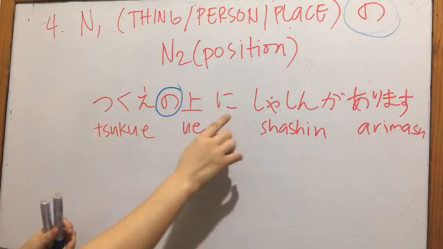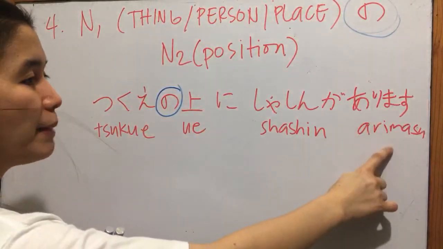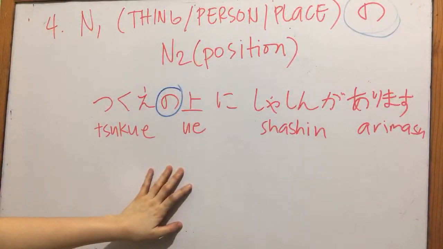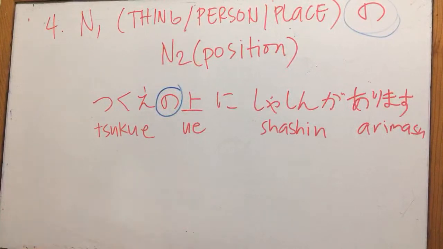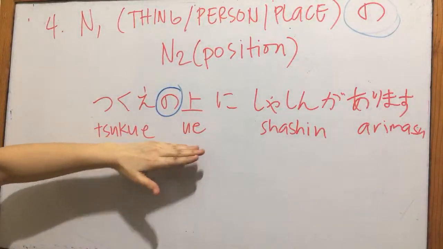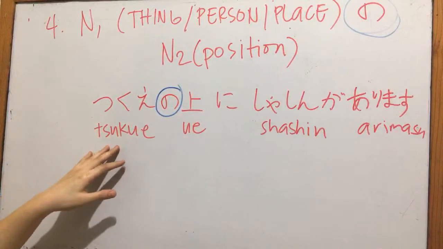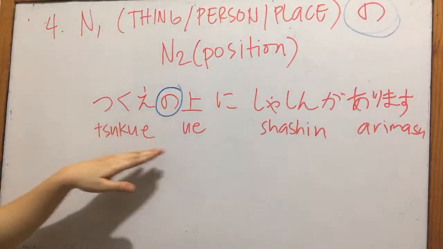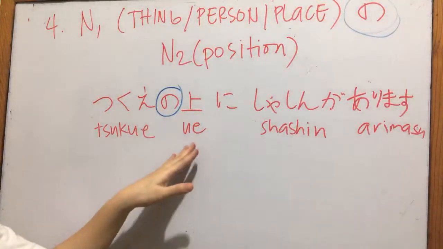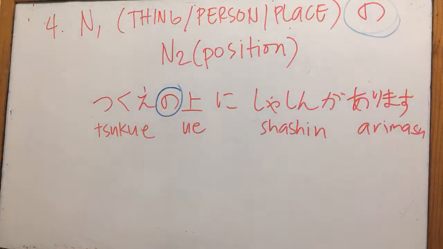So, tsukue no ue ni shashin ga arimasu. There is a picture on the desk. Shashin is picture. Tsukue no ue is on the desk. So we have tsukue no ue ni shashin ga arimasu. So there is a picture on the desk. Okay, so that is our first. Another example.